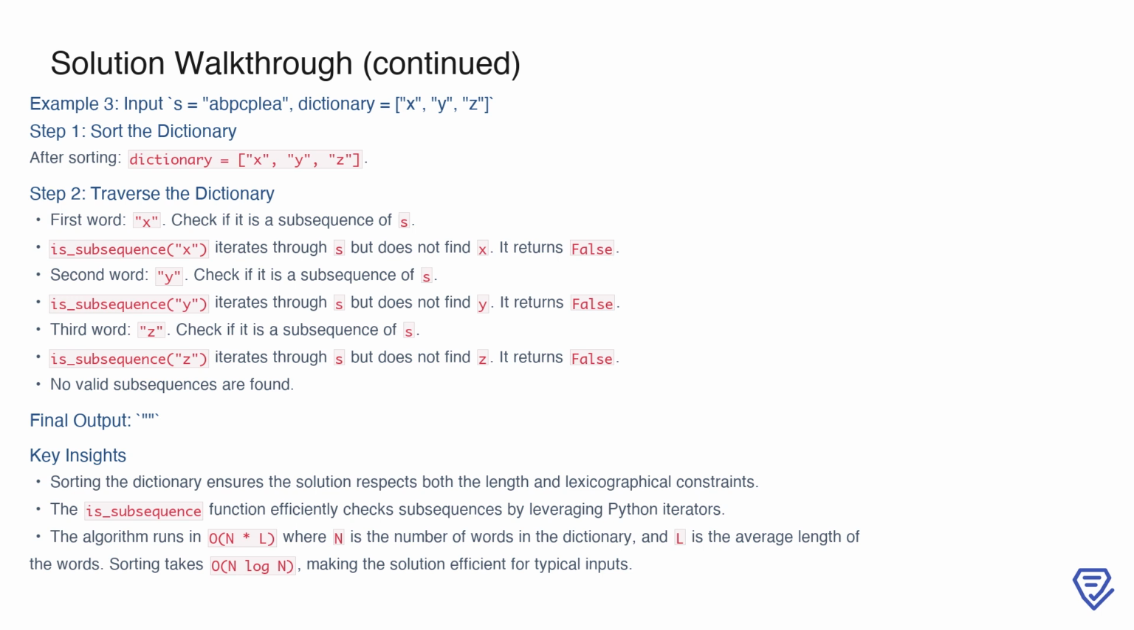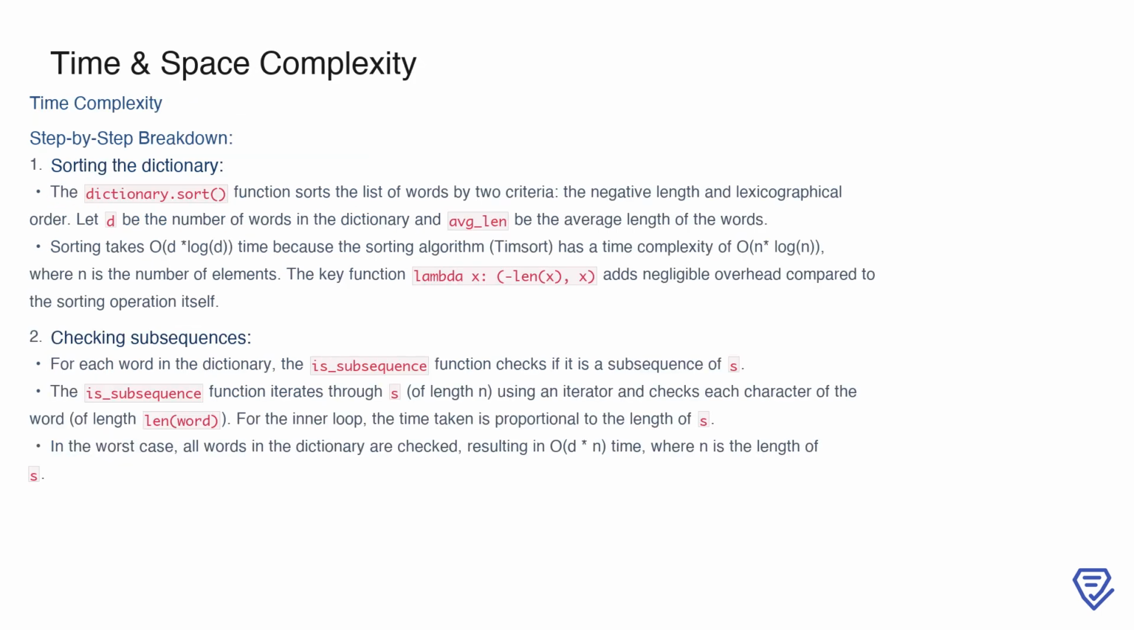This example highlights the importance of sorting the dictionary to efficiently check for valid subsequences while respecting both length and lexicographical constraints. The is_subsequence function, paired with sorting, ensures the solution is efficient with a time complexity of O(n*L) for subsequence checks and O(n log n) for sorting, making it well suited for typical input sizes. Time complexity for this problem can be broken down into two main components: sorting the dictionary and checking subsequences.